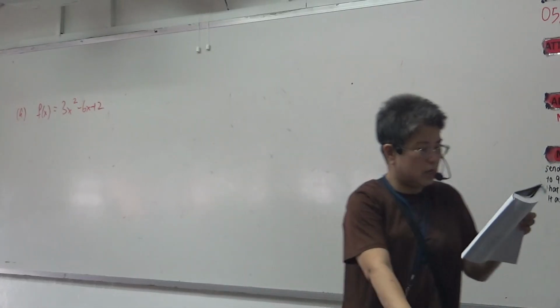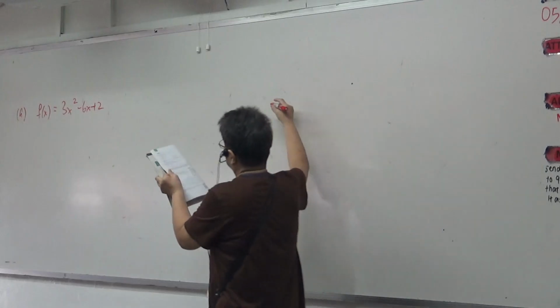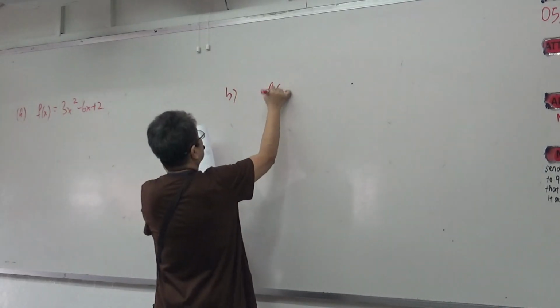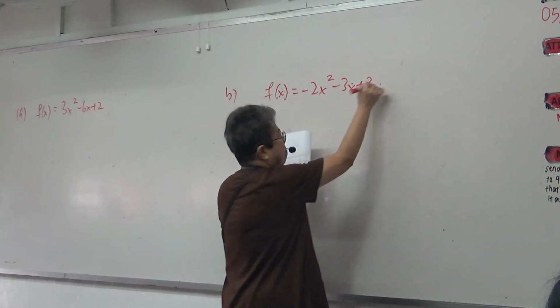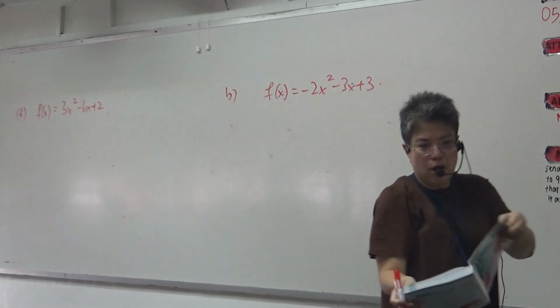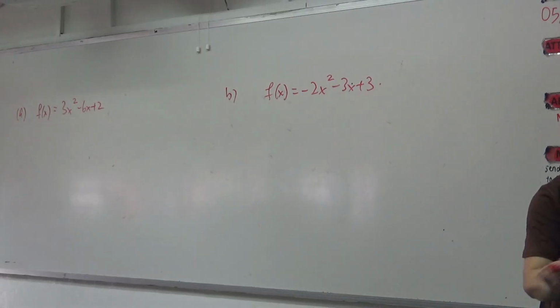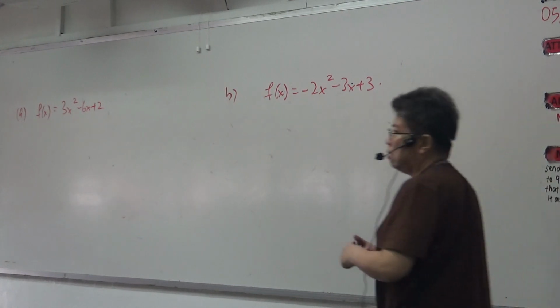Okay, let's take a look at these two functions. First of all, look at the question. What do they want? First thing, write it in completed square form, right? Then after that, find the maximum or minimum value of f(x). Justify your answer. Okay? Now, all of you look up.